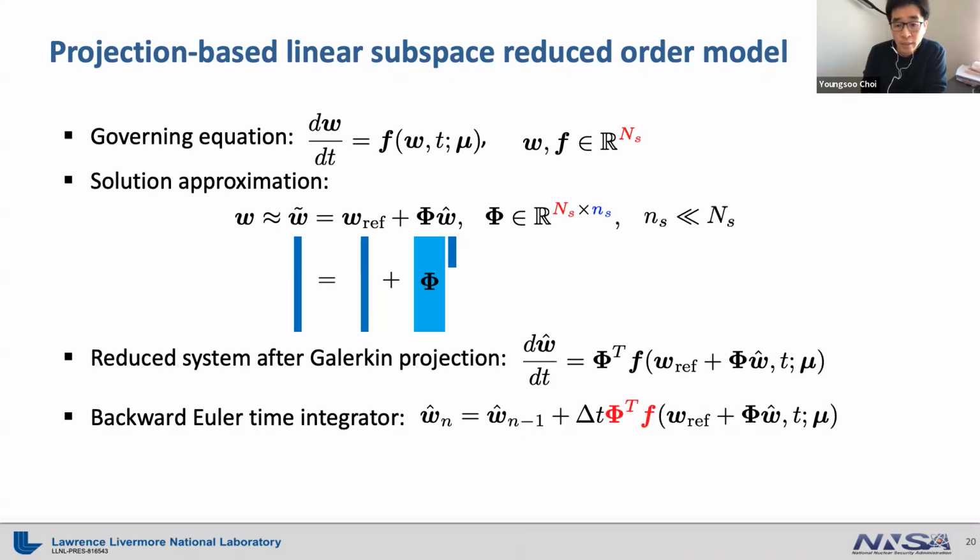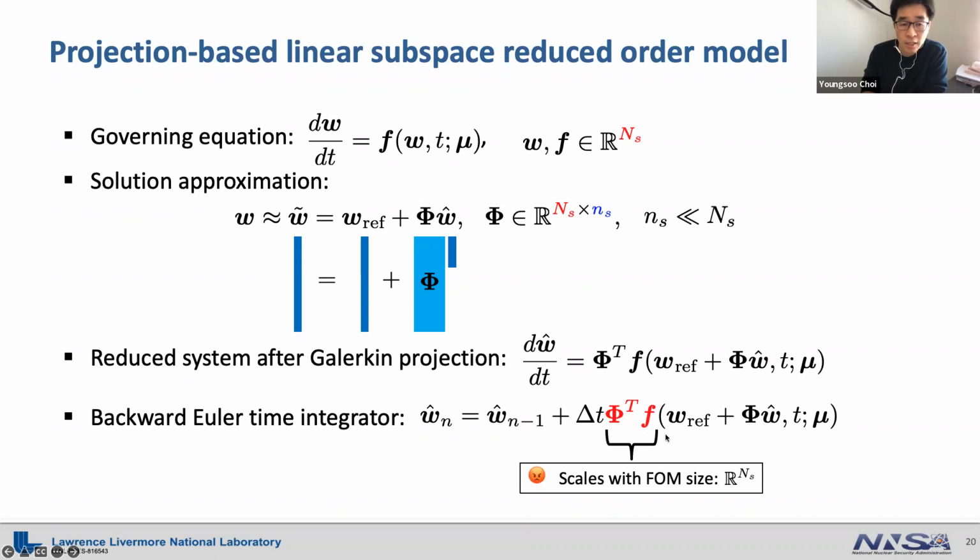All right, then you can apply your favorite time integrator to solve this reduced system. For example, I have applied the backward Euler time integrator for demonstration purposes. This gives us the fully discretized reduced nonlinear system of equations you have to solve in every time step. Here is a catch though. For this nonlinear term, every time the arguments change, you have to update F, but F scales with the full order model size, unfortunately. And then you have to multiply that with phi transpose, which also scales with the full order model size. Therefore, a special technique is needed, the so-called hyper-reduction sampling technique, where you sample and evaluate only an important subset of the nonlinear terms to improve that efficiency.